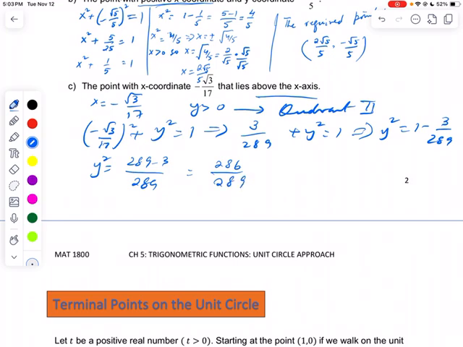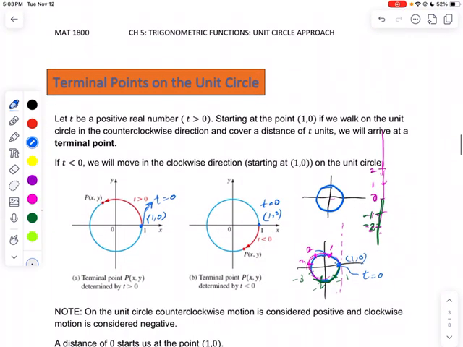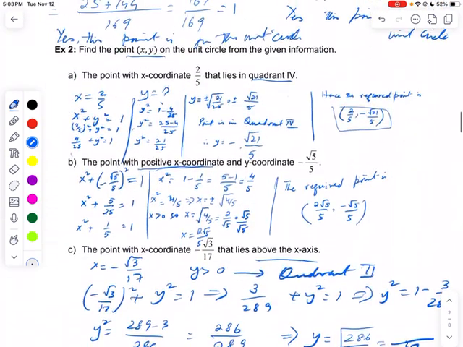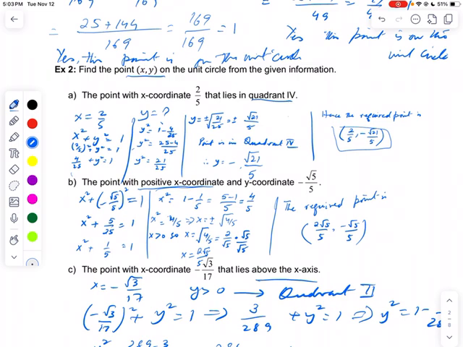So y will be equal to, now y will be positive, so it will be square root of 286 over 289. Now the bottom we know is 17, but what goes on top? So square root of 286. This will not be a whole number, but we should be able to simplify it, pulling out the maximum perfect square in there, if there is any.